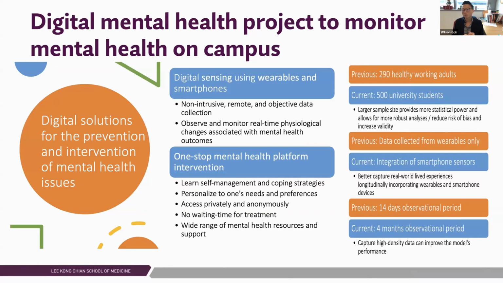So this study will be recruiting about 500 university students. The recruitment is still ongoing, so there's no data yet from this study, but it will be a long project, and it will incorporate a 4-month observational period to see whether or not the models can actually predict the onset of depression or anxiety events amongst school-going children.